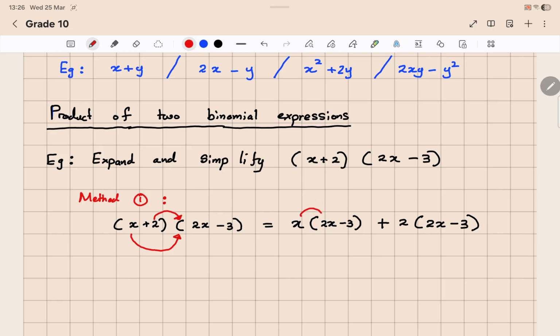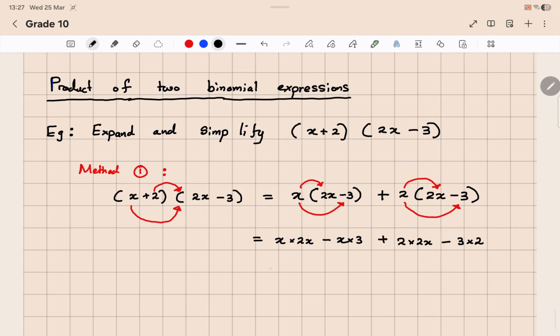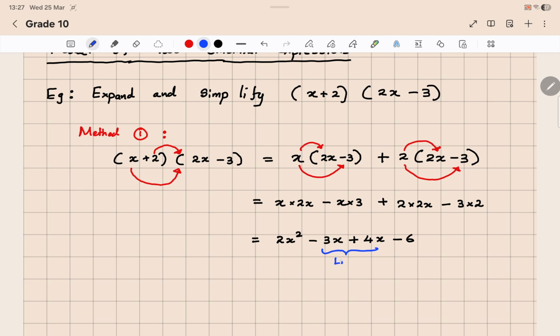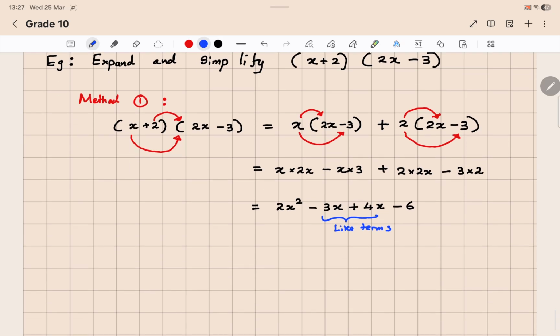So then you know how to expand this type, no? X into 2x, x into minus 3, similarly 2 into 2x, 2 into minus 3. Right, so get the four terms. X into 2x. For the first one I will just write out all the terms before simplifying. X into minus 3, which is minus x times 3, plus 2 into 2x minus 3 into 2. So now simplify. What do you get? 2x squared minus 3x plus 4x minus 6. Then simplify like terms. These are like terms, no? Those terms you can simplify. Minus 3x plus 4x becomes what? Just x. 2x squared plus x minus 6.